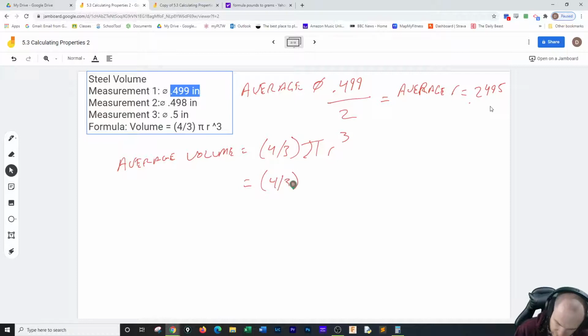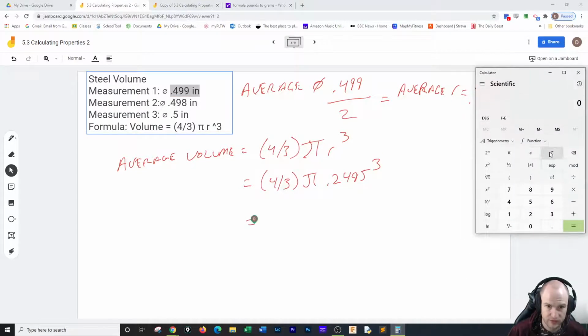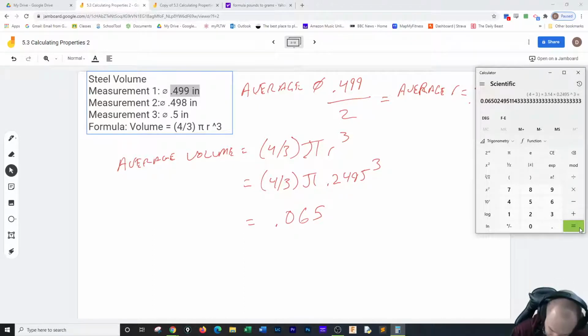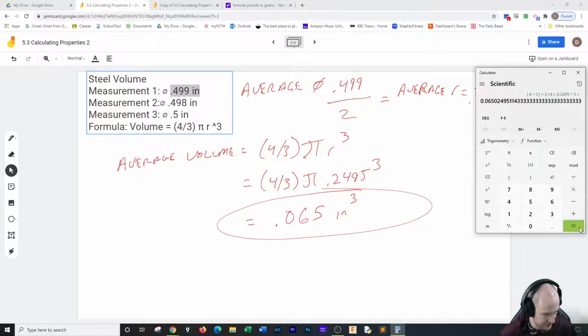4/3 pi 0.2495 cubed, which is going to equal, when that all goes into the calculator, so let's clear it out, parentheses 4 divided by 3 times 3.14 times 0.2495 to the power of 3. Answer is slightly larger than the last one, which is not a surprise. 0.065 is what we'll go with. Inches cubed. Okay, so that is the answer to this one.